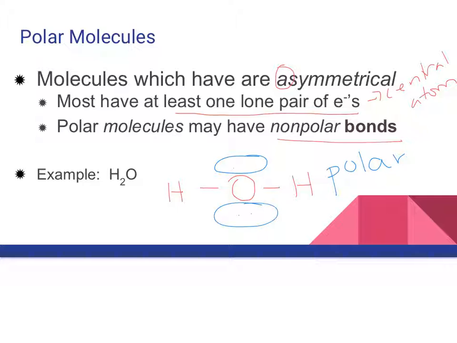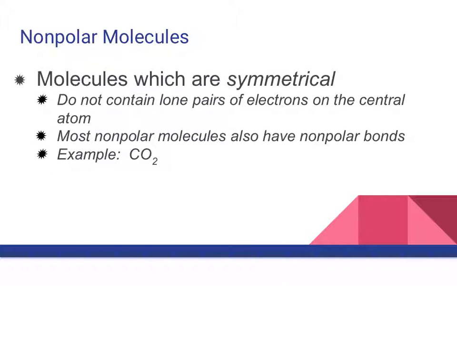So polar molecules are asymmetrical, and most of them are going to have at least one lone pair of electrons on that central atom. Nonpolar molecules, then, are molecules which are symmetrical, meaning if we were to look at the central atom and cut it any way, whether down the x, y, or z axis, both sides of that molecule would be the same. Once again, sometimes this can be hard to see, especially in 2D, so we're going to focus on lone pairs of electrons. Nonpolar molecules do not contain lone pairs of electrons on the central atom. And just a side note, most nonpolar molecules are also going to have nonpolar bonds.